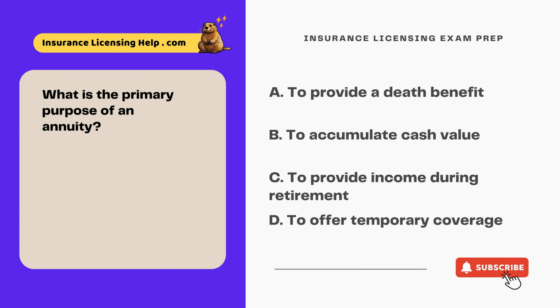What is the primary purpose of an annuity? A. To provide a death benefit. B. To accumulate cash value. C. To provide income during retirement.